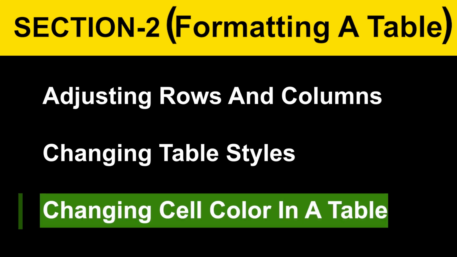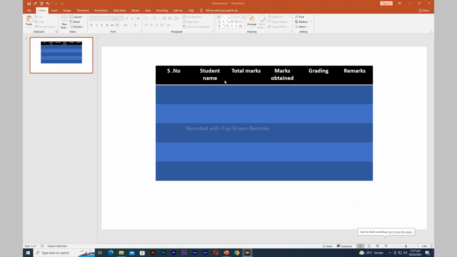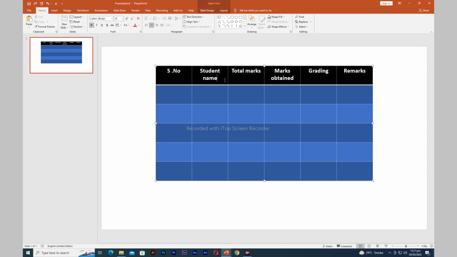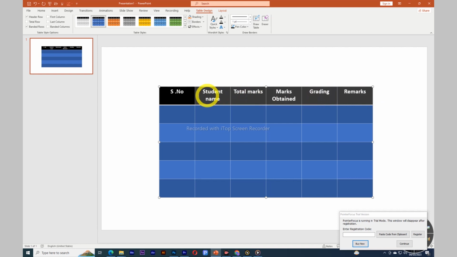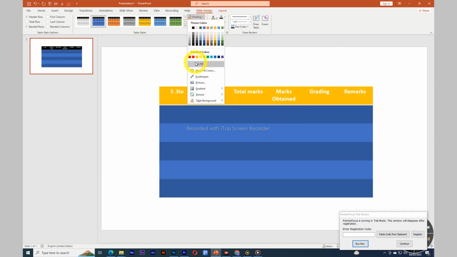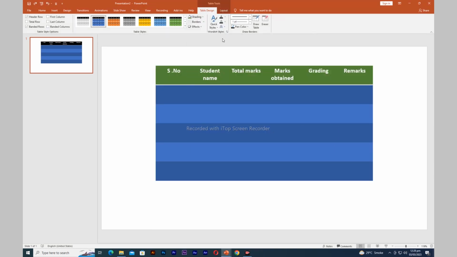Changing cell color in a table. You can change the color of a few cells in a table. This may be required to beautify the table like this or to put emphasis on some data like this. To do this, select the cells whose color you want to change. Click the Shading button in the Table Styles group. A dialog box will appear. Select the color you like and click it. You will notice that the color of the selected cells will change.